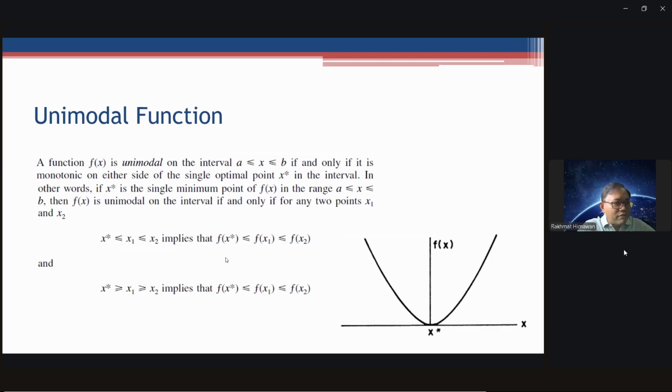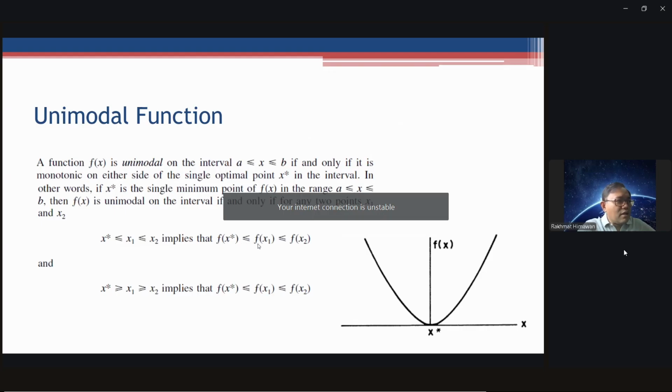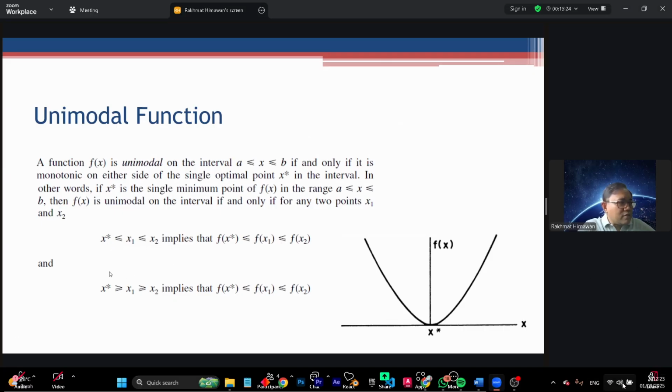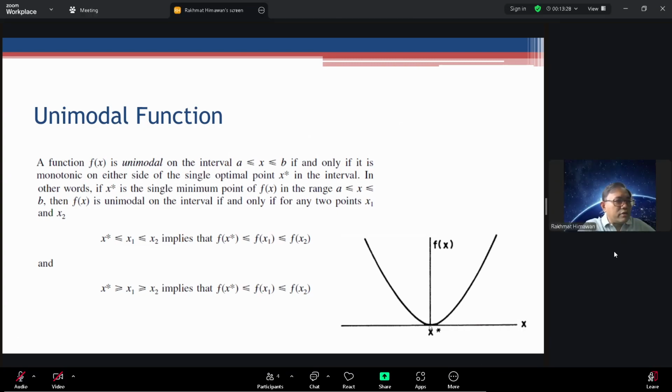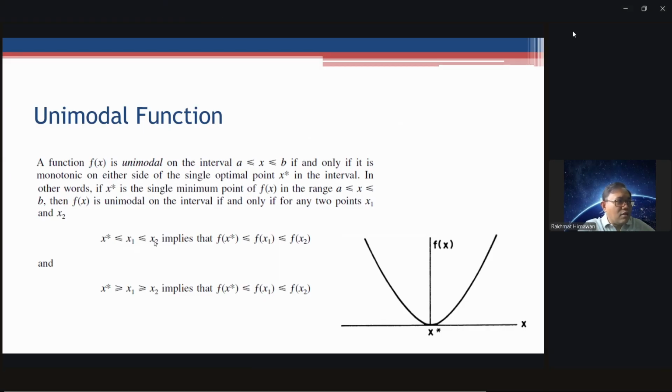We know that x star is the lowest point. In this condition and in this condition, f(x star) is always the lowest, whether x1 and x2 are more than x star or x1 and x2 are less than x star. f(x star) is always the lowest.